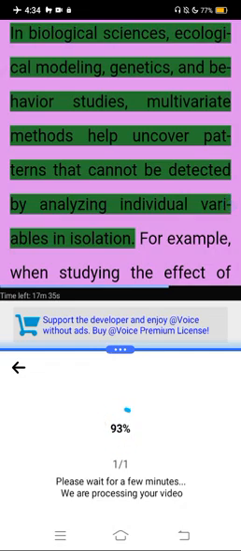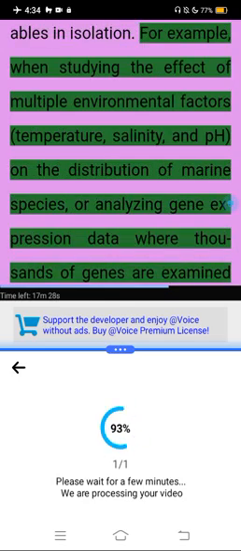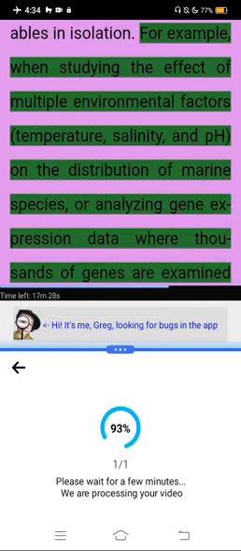In biological sciences, ecological modeling, genetics, and behavior studies, multivariate methods help uncover patterns that cannot be detected by analyzing individual variables in isolation. For example, when studying the effect of multiple environmental factors, temperature, salinity, and pH, on the distribution of marine species, or analyzing gene expression data where thousands of genes are examined simultaneously, multivariate approaches become indispensable.